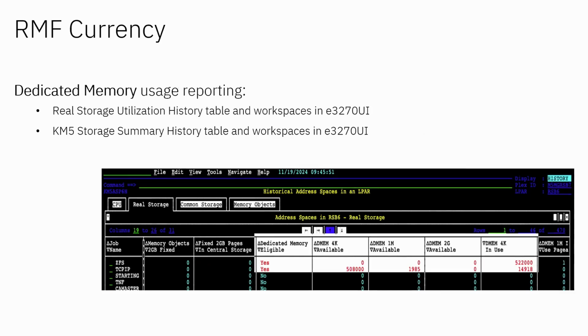And so RMF currency, as I said earlier, with RMF 3.1 reporting, we can now pull in dedicated memory details. And here you see an example. We have real storage utilization, as well as history and storage summary history in the 3070 UI, as highlighted in white there. Next slide, please.